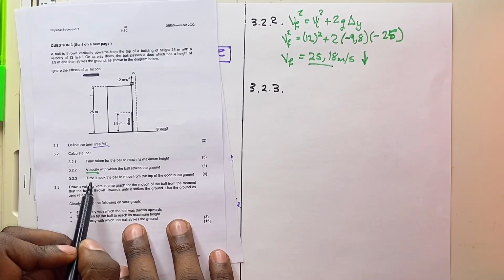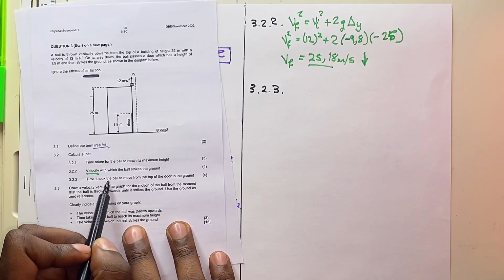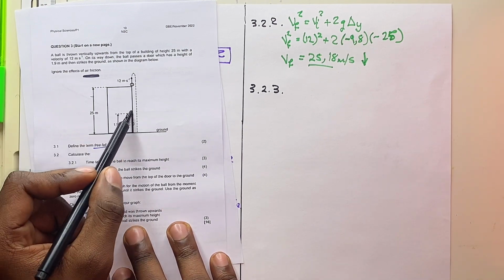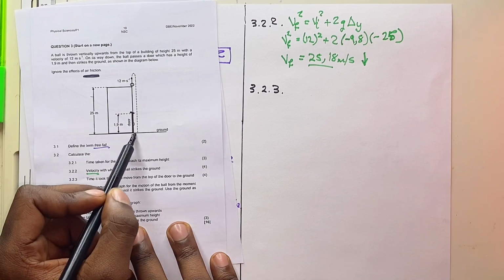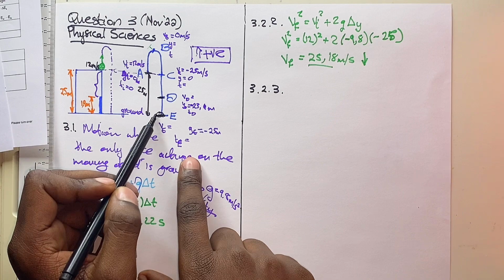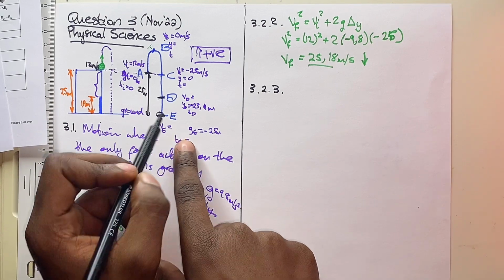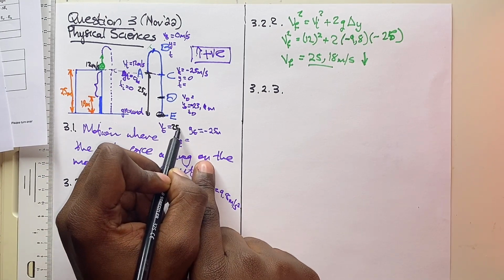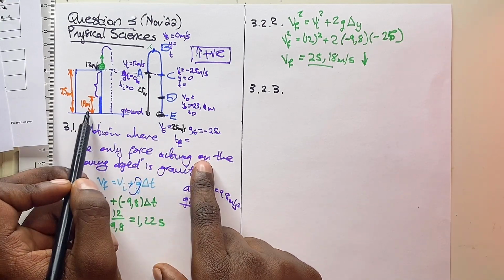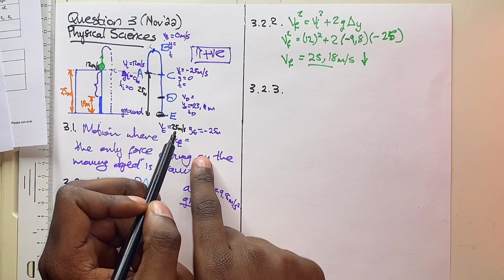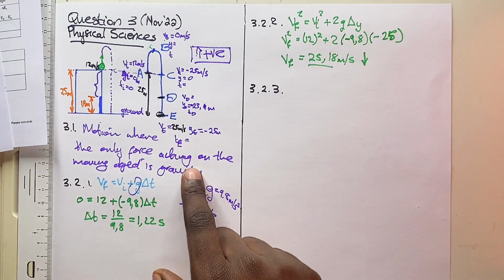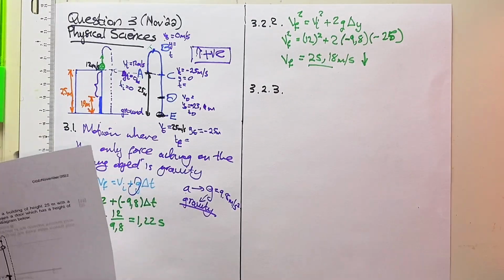3.2.3 says calculate the time it took the ball to move from the top of the door to the ground. Between these two points, do we know a lot of information? Now, we know the final velocity, which is 25 meters per second. Do we know the elevation between the two points? We know that it's 1.9. Now, do we know the time it took? That's what we are being asked to calculate.